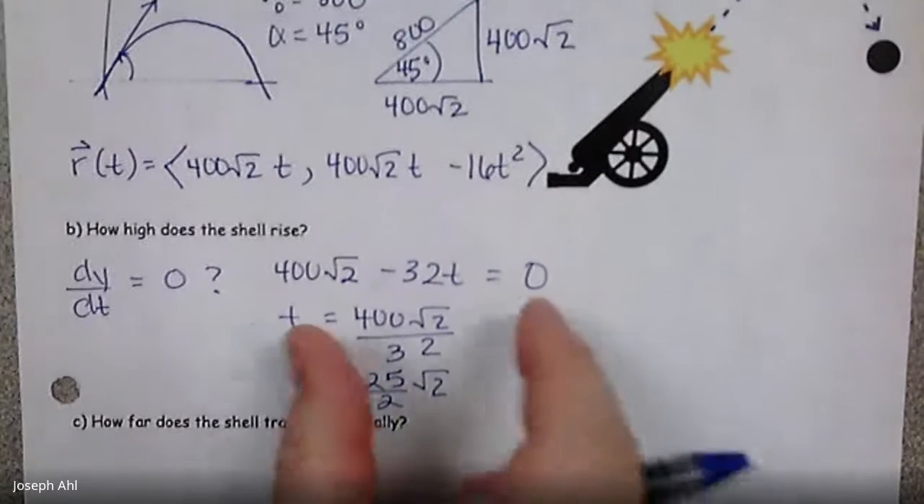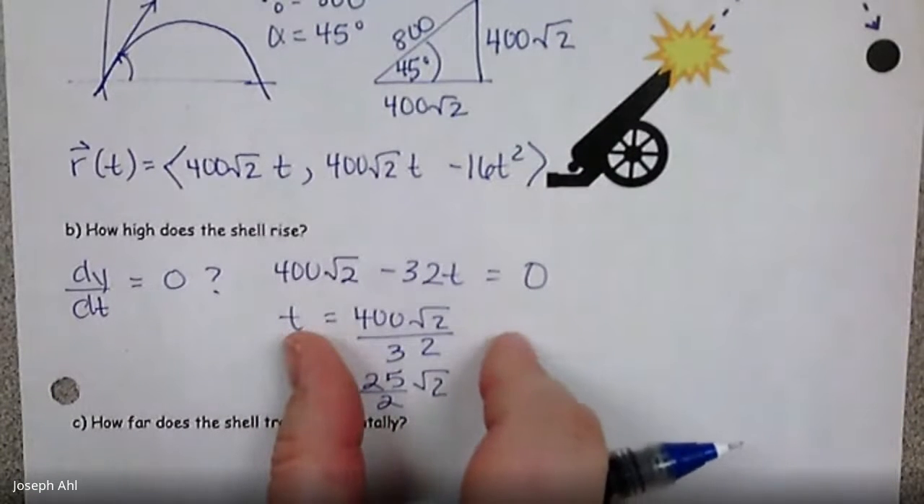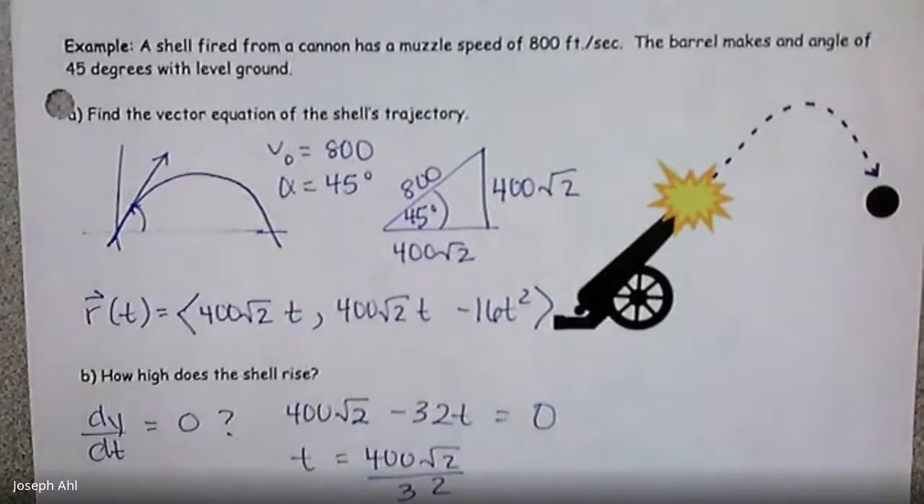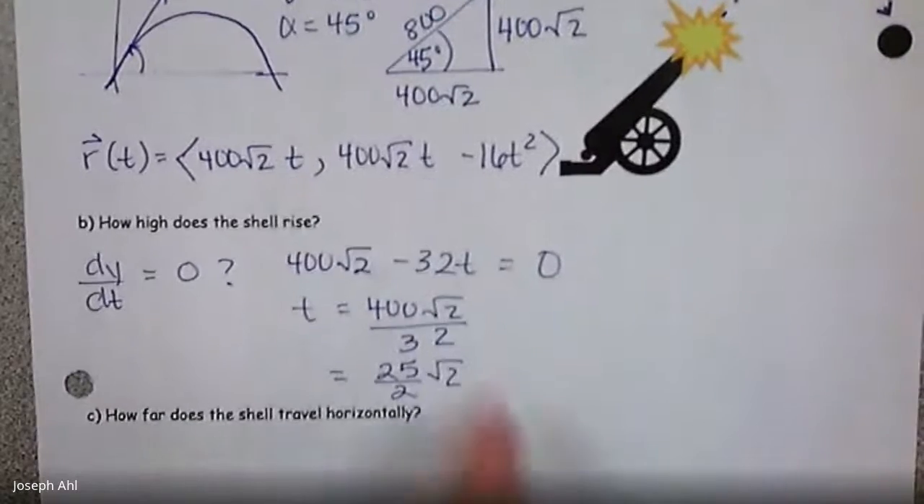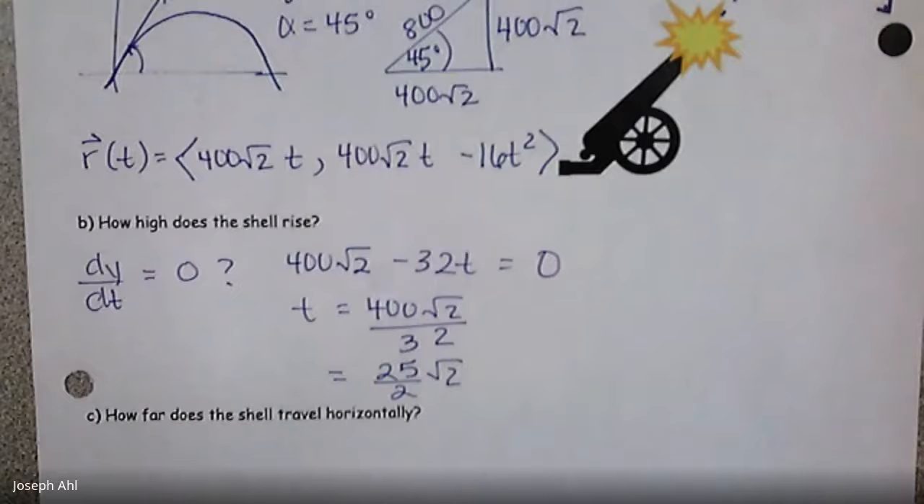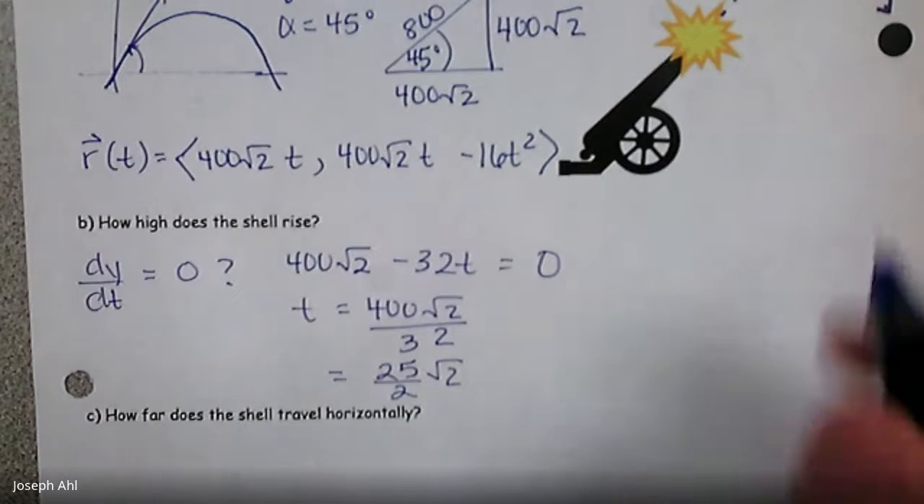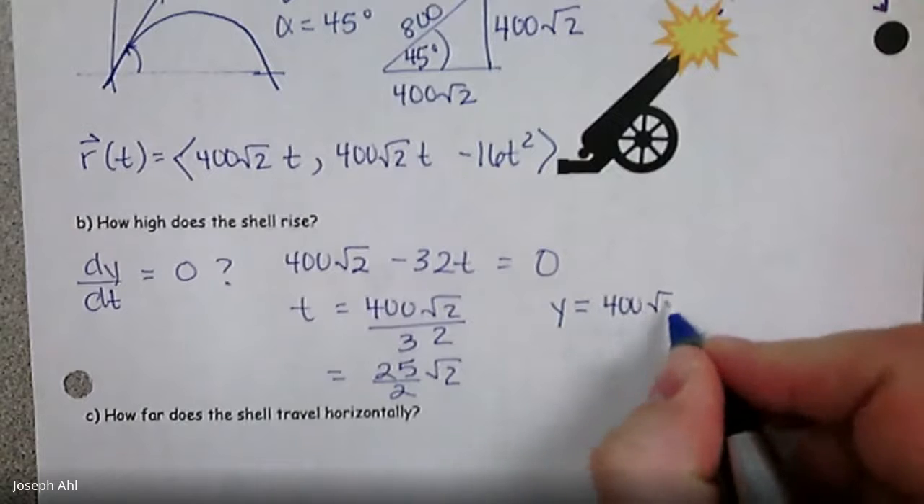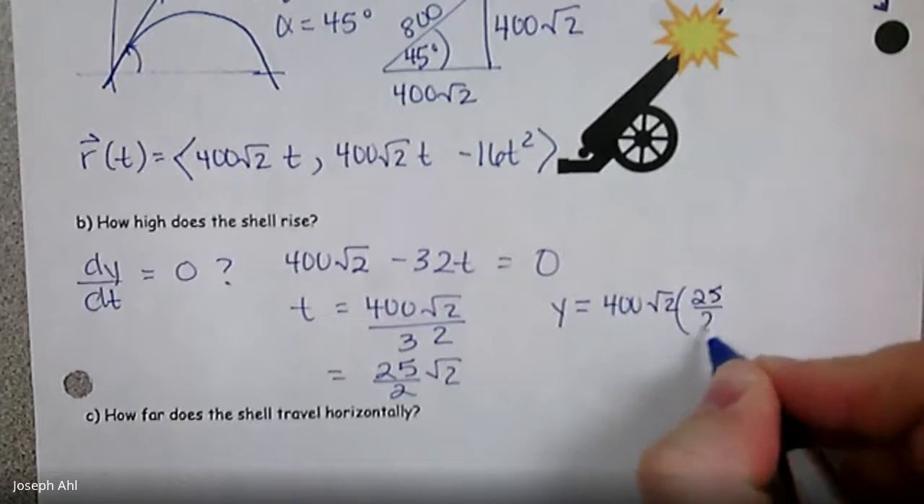So based on the fact that this is how much time it takes for us to get to a horizontal tangent line, we now want to plug that into the y component of the position vector to figure out how high the shell rises. So if I plug that into the y value up there, we get 400 radical 2 times 25 halves radical 2.